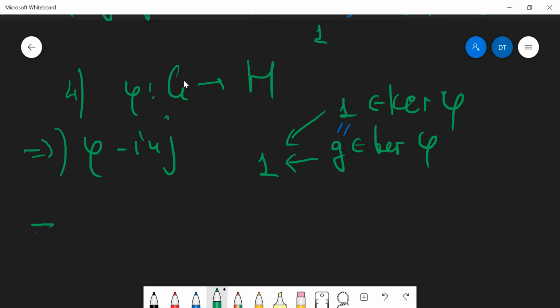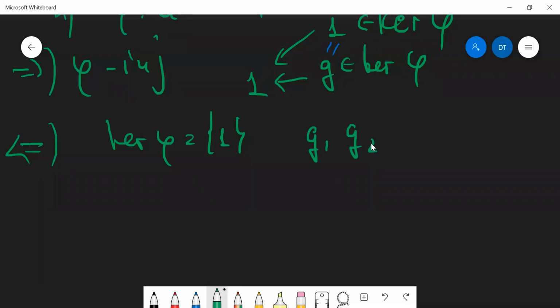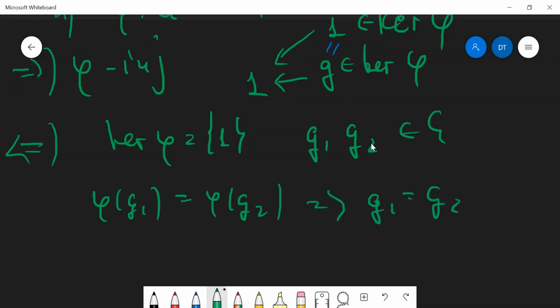Okay, so the other way. Now we know that the kernel consists of the neutral element only. And I want to show that if I take two elements, g1 and g2, in the group G, and if their images are the same, then it implies that they are the same. So this is what we want, and this is what we are given.